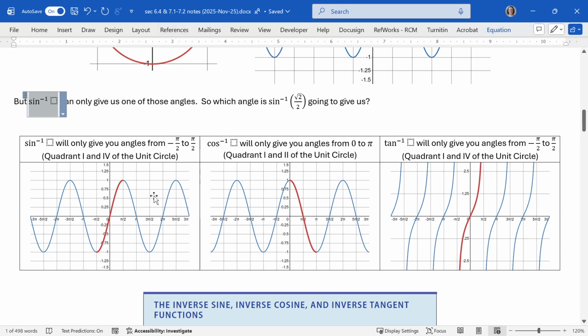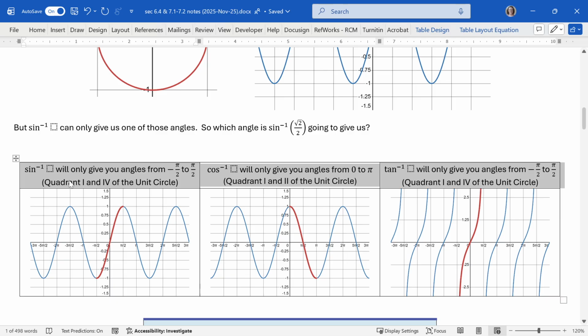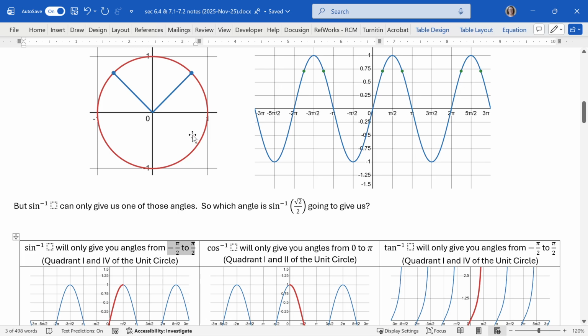So here's how it works out. If you plug your sine value into sine inverse, sine inverse is going to give you an angle that is between negative pi halves and pi halves. Looking at the unit circle, pi halves is up here, that's 90 degrees. Negative pi halves is down here, that's negative 90 degrees. So sine inverse is going to give you an angle in one of these two quadrants, quadrant 1 or quadrant 4.